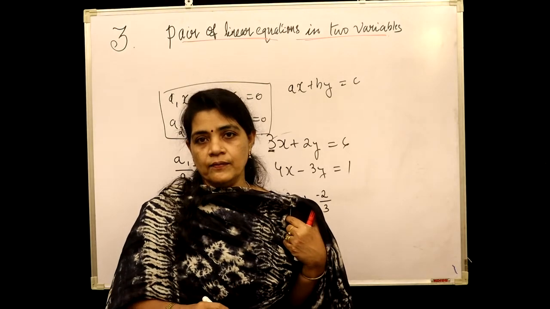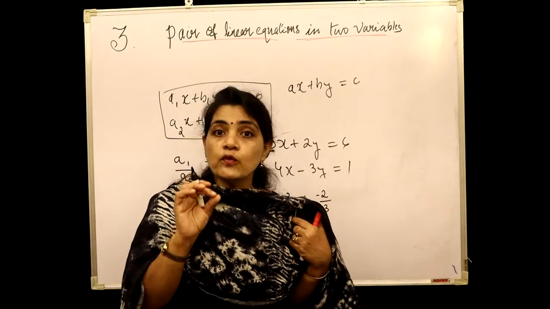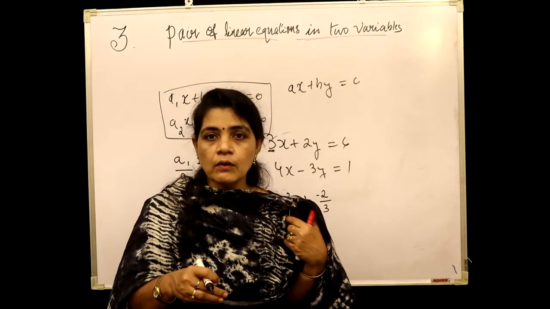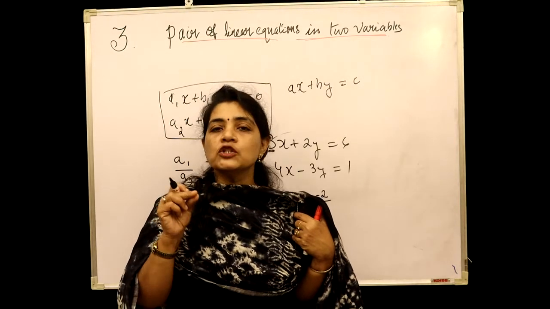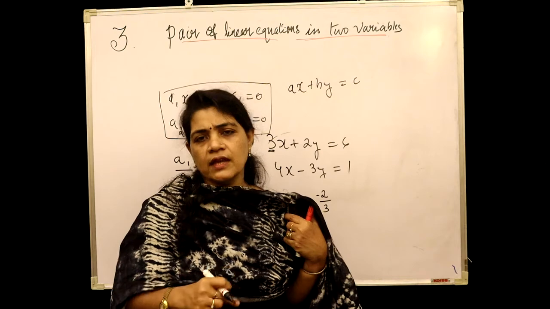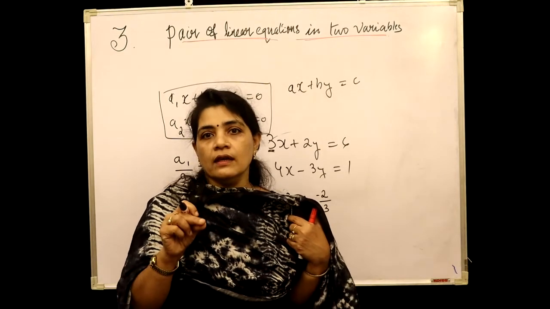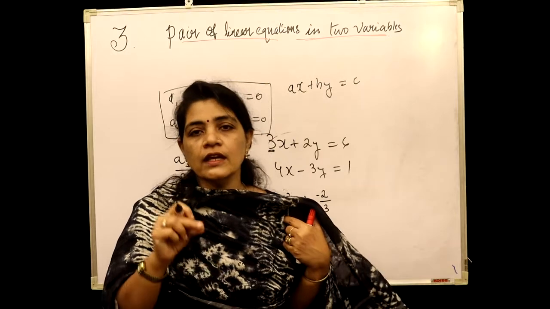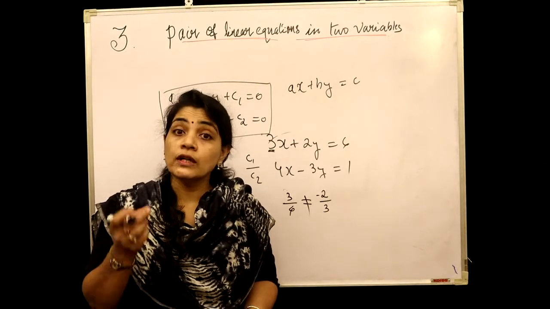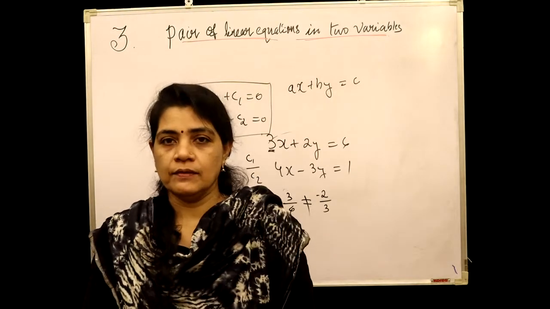Listen carefully, children. A linear equation in two variables, not a pair, will have infinitely many solutions. But if we have a pair of linear equations in two variables with a1 by a2 not equal to b1 by b2, that pair has one and only one value for x and y. In that case, the given pair of linear equations has a unique solution.